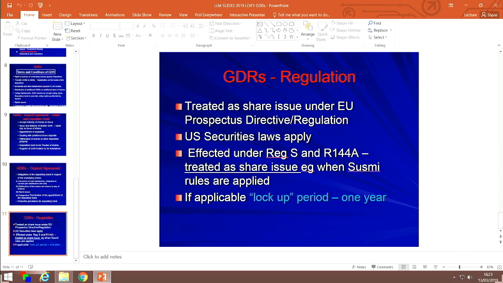On U.S. securities laws, once again, we are sailing under the safe harbors of Regulation S and 144A, but please do remember the GDRs are treated as shares by United States securities laws when SUSME is to be worked out and calculated. And finally, under United States securities laws, if a lockup is applicable, whether it's soft or hard, it's a one-year lockup because it's an equity security. And that's it, basically. Yes, questions?